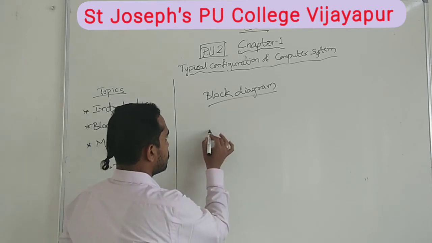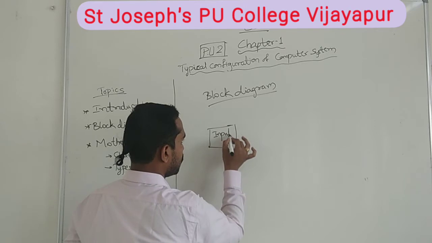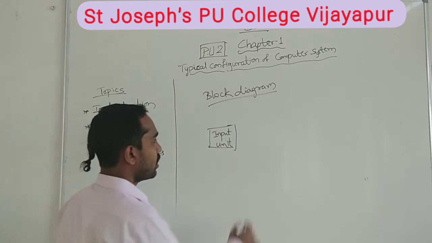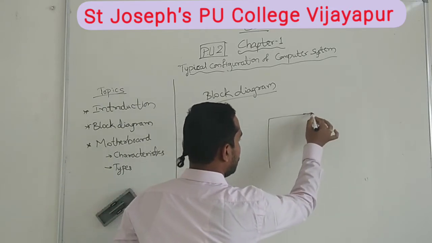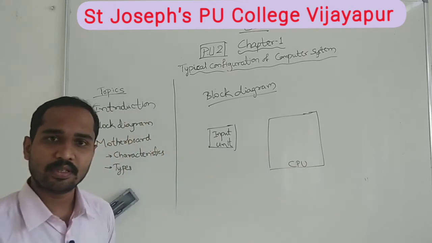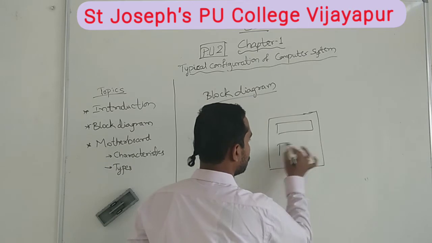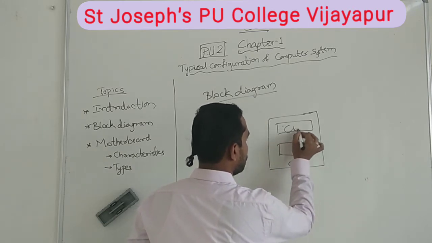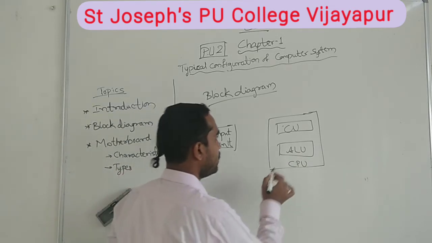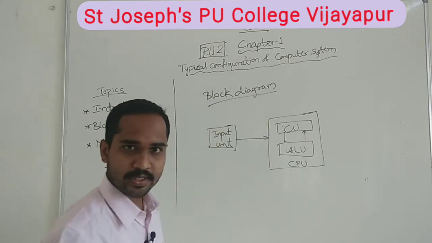So which comes first? First we have the input unit. Am I right? And then we have a CPU, a central processing unit, which in turn consists of two units. Those are CU and ALU. Am I right? CU and ALU. So these are interconnected always.